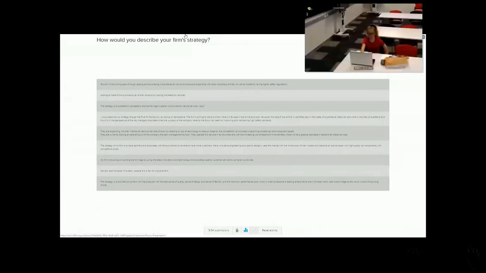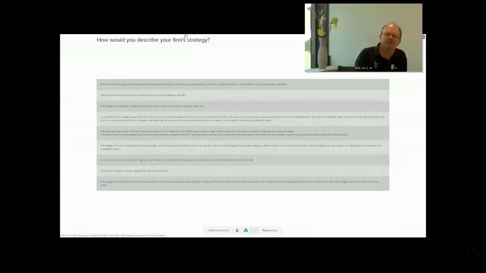Yes. Okay. So the next one. I would describe my strategy through the 5 Ps framework as relying on perspective. The firm is aiming to stand out from others in Europe. And oh, no, we got that one. That one we've discussed. That was very good, though, to start with. Oh, I like the 5 Ps. That was our structure, wasn't it? Wow, this is great. I find it a useful structure to think about strategy, Mintzberg's 5 Ps. Yeah, keep going. We'll go through these quickly now. Just whip through them. Yep.